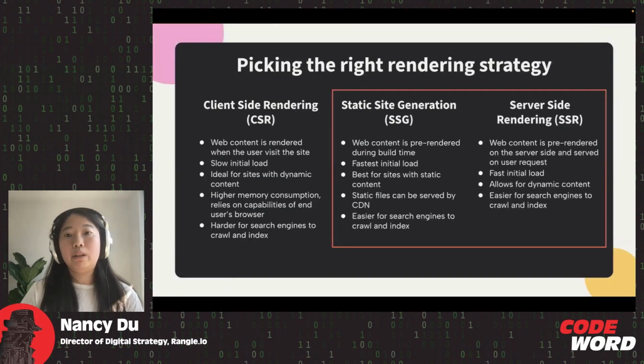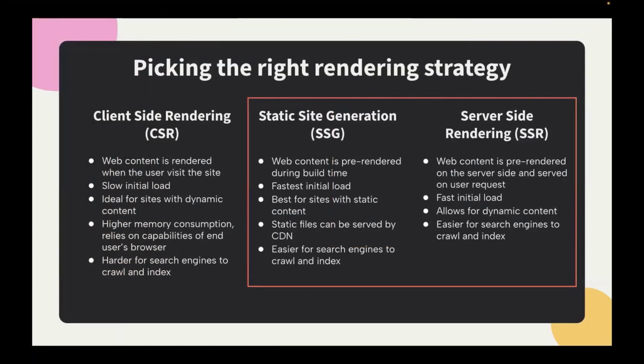So when it comes to picking the right rendering strategy, we first want to understand what the different options are when it comes to rendering. So we've got 3 main ones to pick from. There's client-side rendering, static site generation, and server-side rendering. When it comes to client-side rendering, this is your typical single-page application. Your web content is rendered when the user visits the site, so your initial load tends to be slower compared to some of your other strategies.